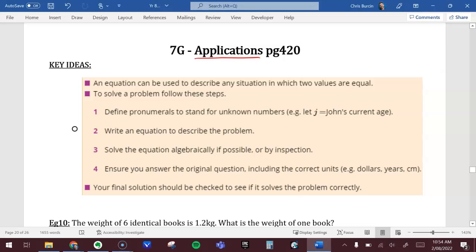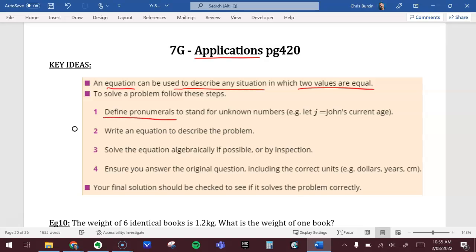Applications is talking about using formulas, using equations in the real world. How does this actually help us solve problems? So remember that an equation is the same on both sides. Any situation where the two values on either side, left-hand side and right-hand side, are equal. So to solve a real-world problem, follow these steps.